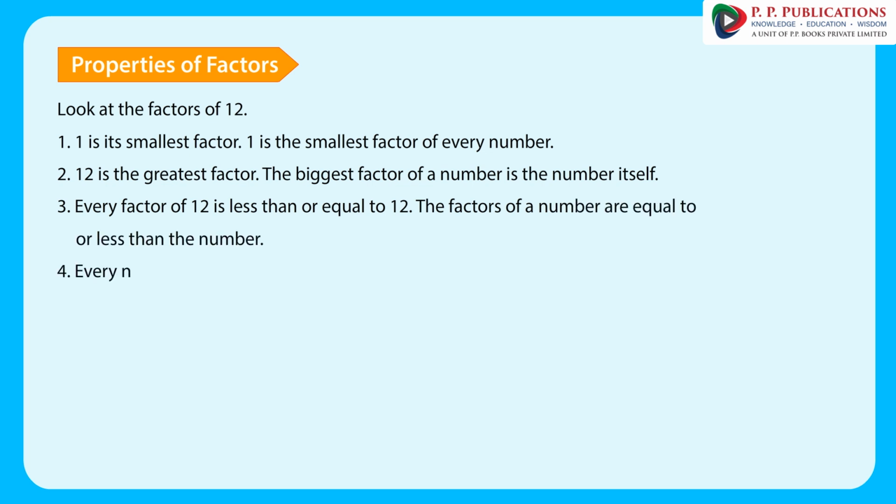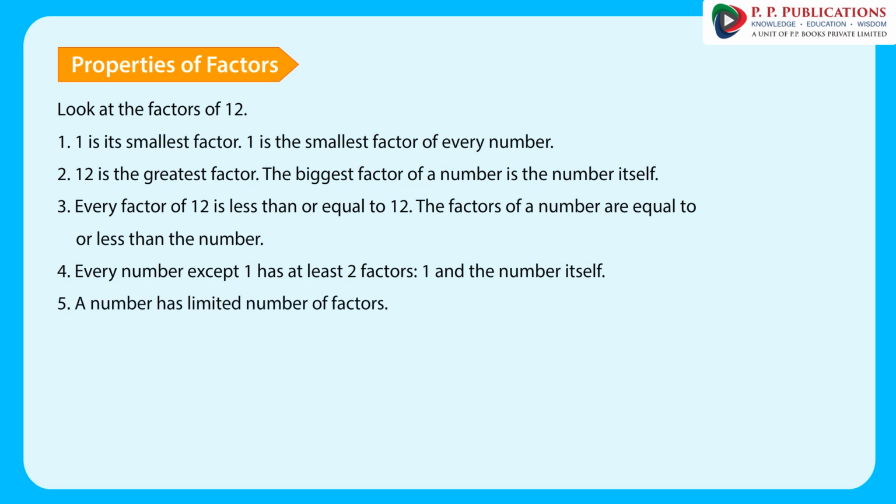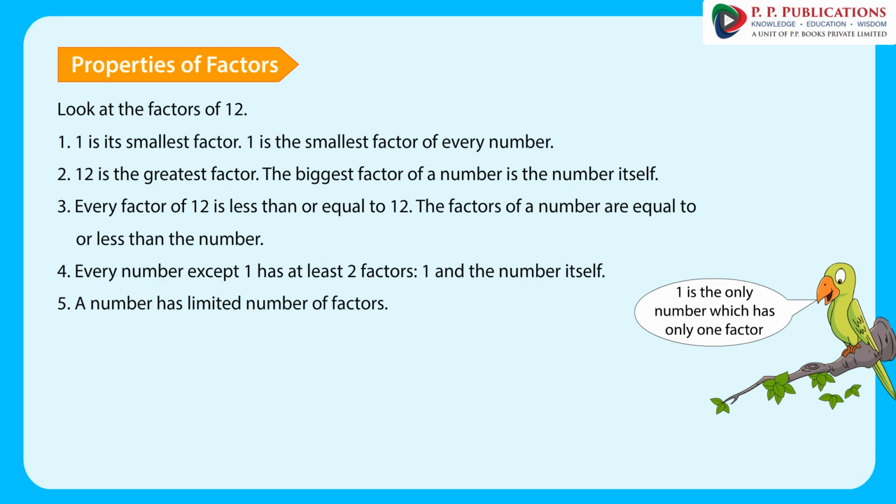4. Every number except 1 has at least 2 factors, 1 and the number itself. 5. A number has a limited number of factors. 1 is the only number which has only 1 factor.